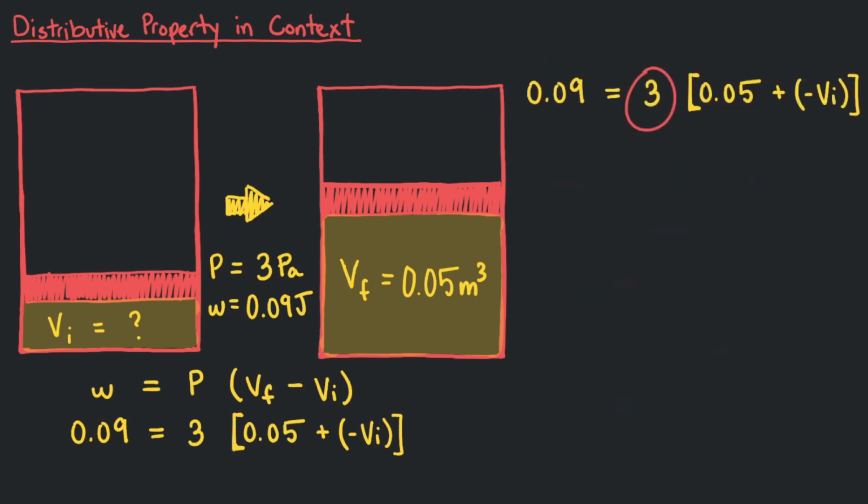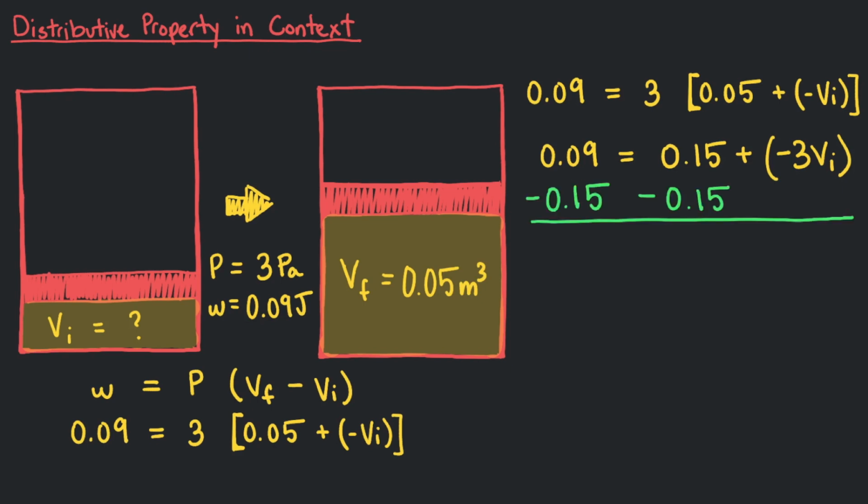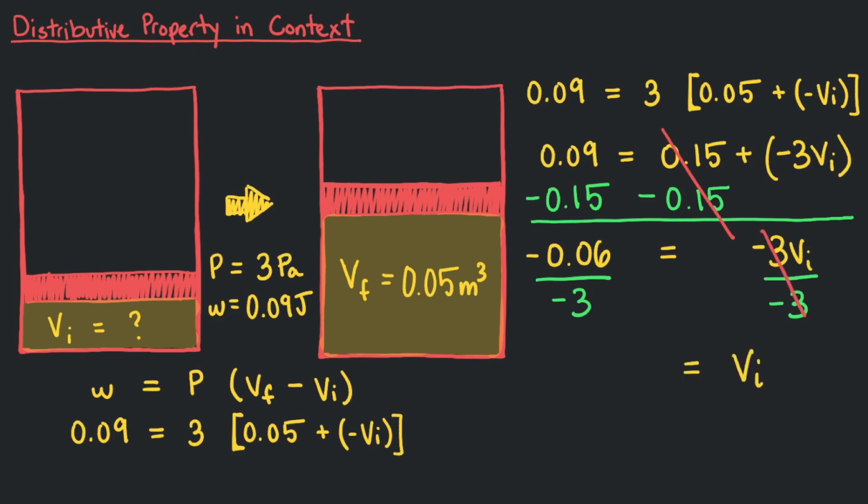We multiply 3 by 0.05 to get 0.15, and then 3 by negative Vi to get negative 3 Vi. We leave the plus sign in the middle. 0.15 plus negative 3 Vi equals 0.09. Subtracting both sides by 0.15, we can cancel out the 0.15 from the right of the equal sign, and on the left, we know that 0.09 minus 0.15 equals negative 0.06. Lastly, we will divide negative 3 from both sides to get an initial volume of 0.02 cubic meters.